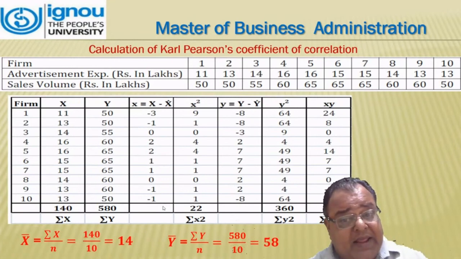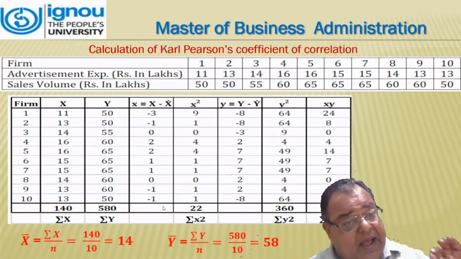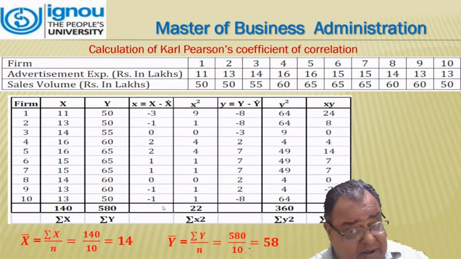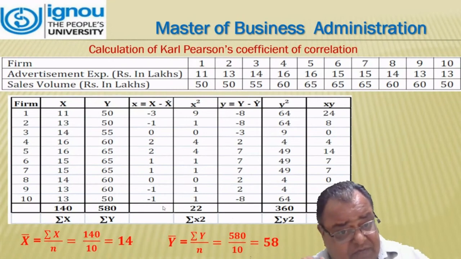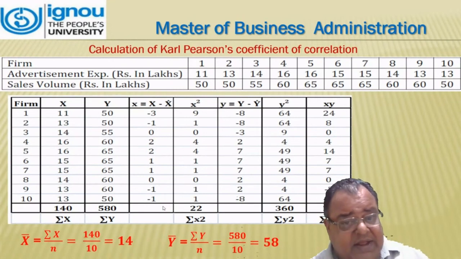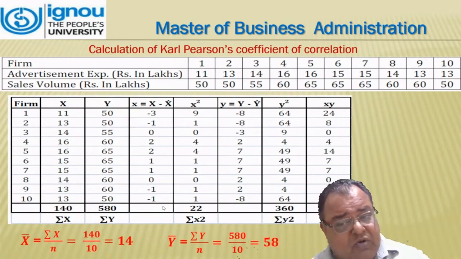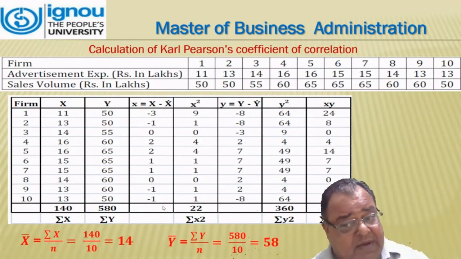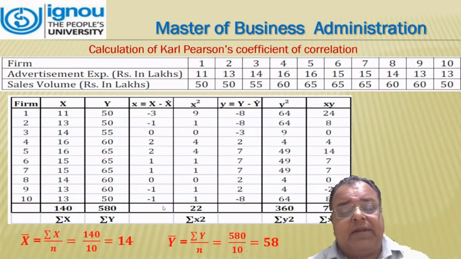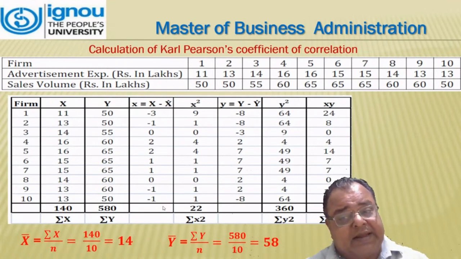Now we have to multiply x and y. Keep one thing in mind, this product of x and y can be a negative number because we will be calculating small x into small y. Minus 3 into minus 8 is 24. Minus 1 into minus 8 is 8. 0 into any number is 0. 2 into 2 is 4. 2 into 7 is 14. 1 into 7, 7. 1 into 7, 7. 0 multiplied by any number is 0. Minus 1 multiplied by 2 is minus 2. And minus 1 multiplied by minus 8 is 8. We will be adding all this, and that means we get summation xy.